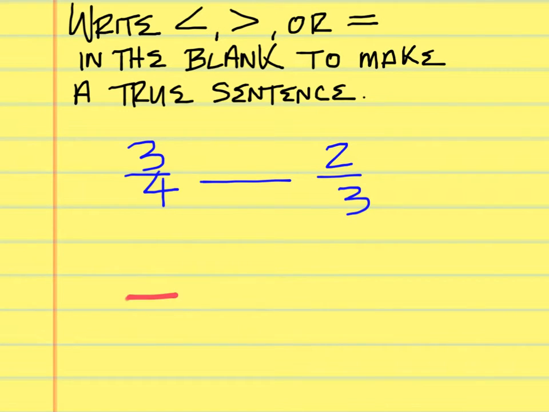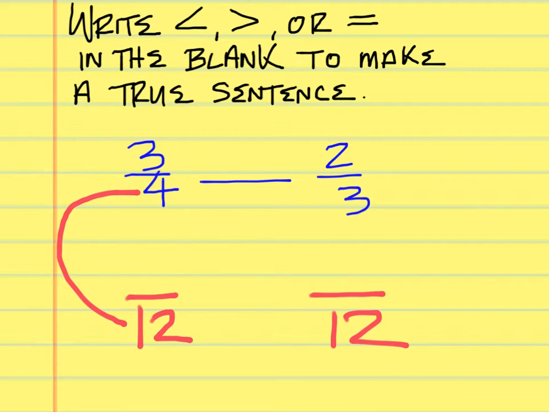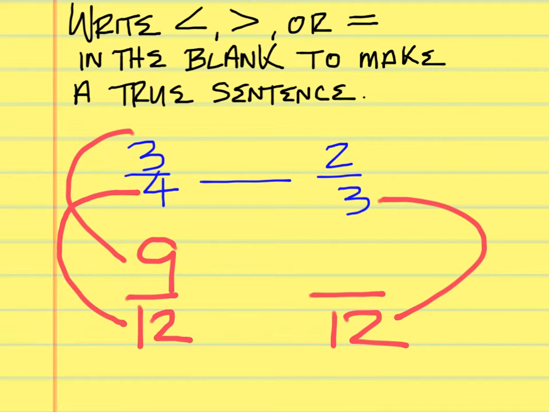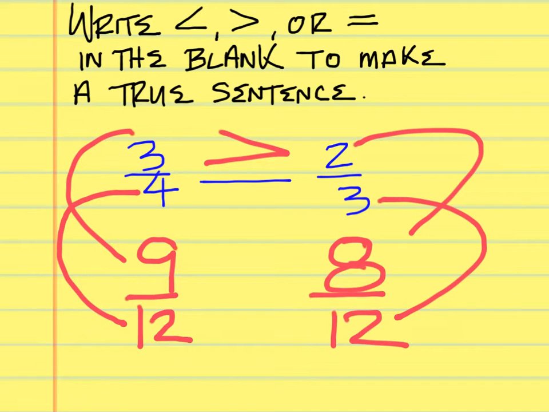The common denominator is 12. I am multiplying 4 by 3 to get 12, so 3 times 3 is 9. 3 times 4 is 12, and 2 times 4 is 8. So, 9 is greater than 8, so it's greater than.